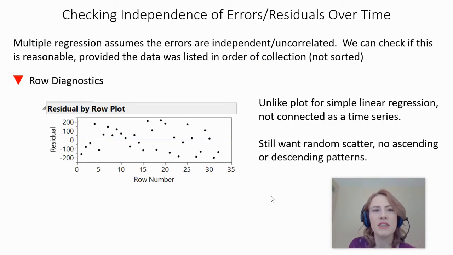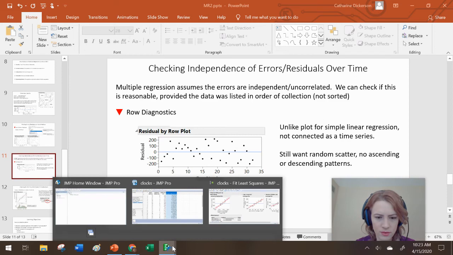Right, our next condition that we need to check is that the errors are independent. And the only way we can really check is if they're independent over time. So provided that our data table is listed in the order that the measurements were collected, we can make a residual by row plot. So remember, like in simple linear regression, this method isn't going to work if the data has been sorted. So if you notice in your data table any of the x's or the y is in ascending or descending order, you just can't check.